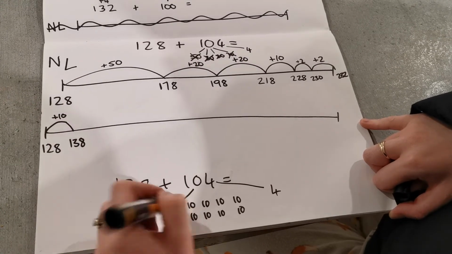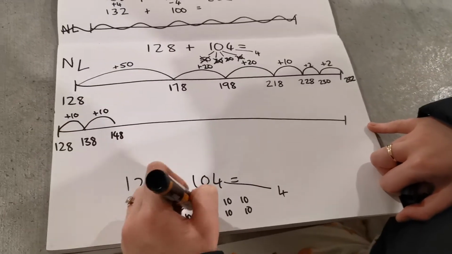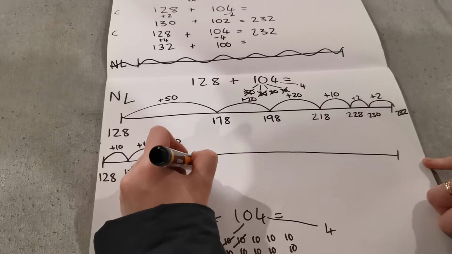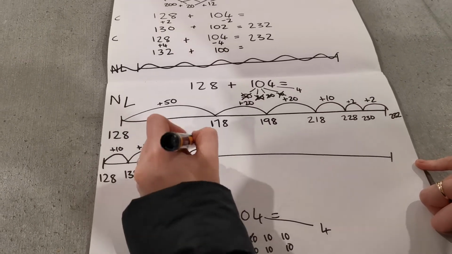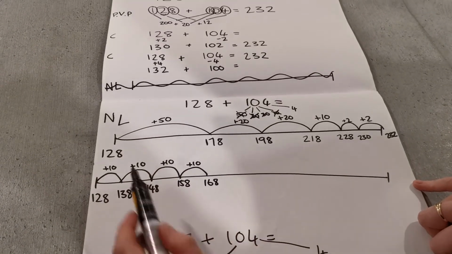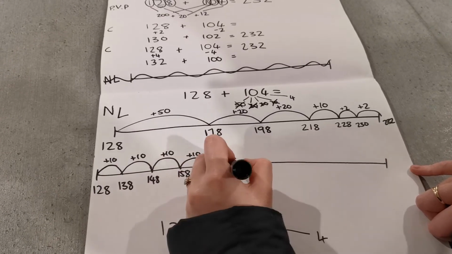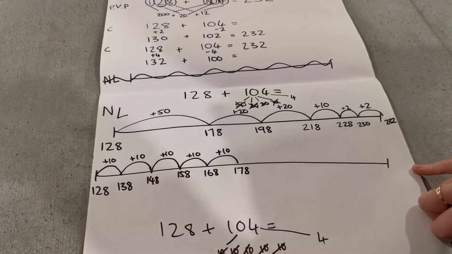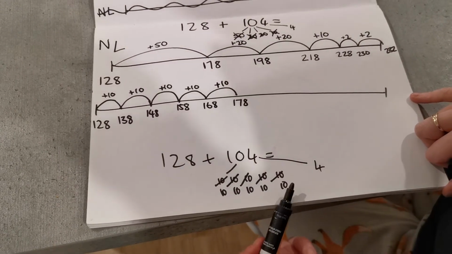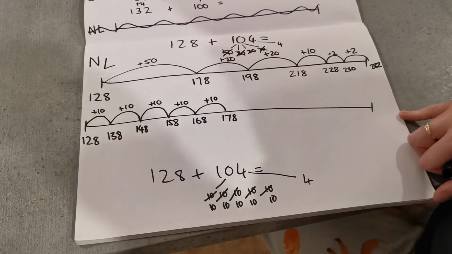138, jump another 10, 148, jump another 10, 158, jump another 10, 168, jump another 10, 178. When you're doing lots of jumps like this, it's really good to cross off your work so that you don't get confused about how many you've jumped, because you're jumping so much, it is hard. Sometimes you lose track of how many you've jumped.